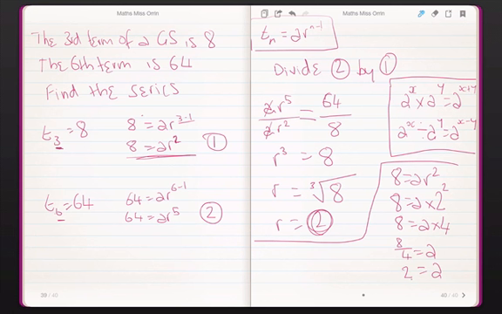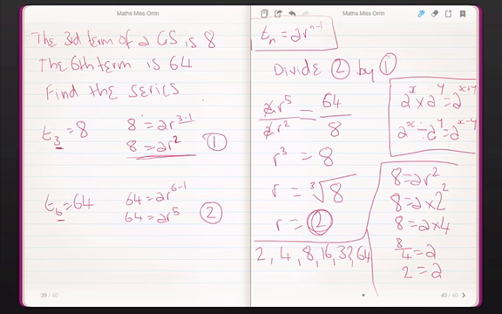That's a bit of a coincidence, and that won't always be the case. Now we have all the information we need to find the series. We know that a is 2 and r is 2, so we have to times by 2 every time. The next one is 4, then 8, 16, 32, and 64. We're multiplying by 2 every time.